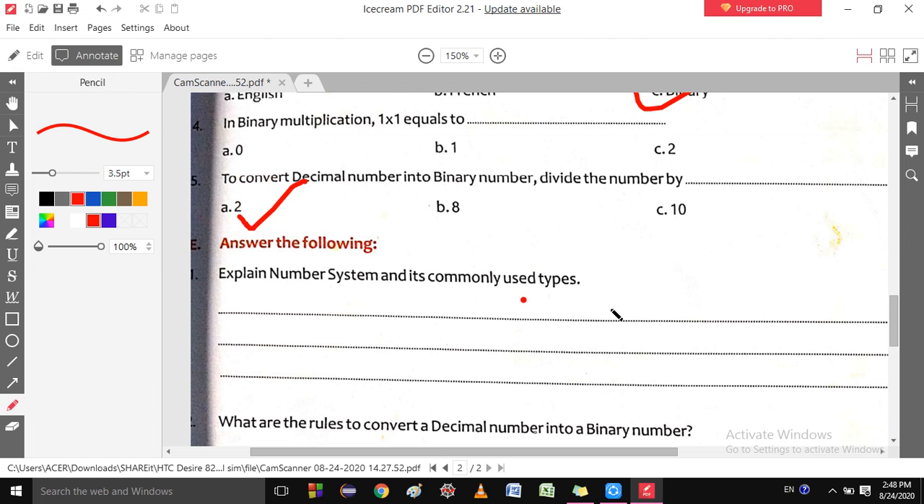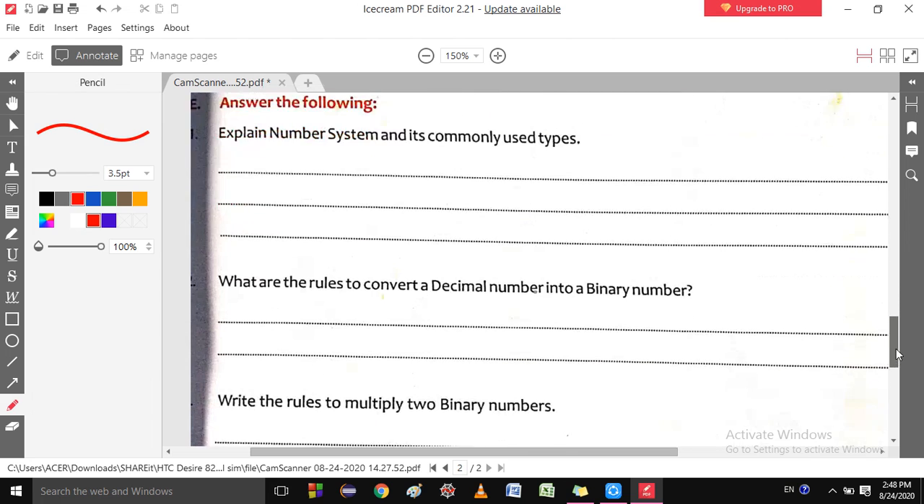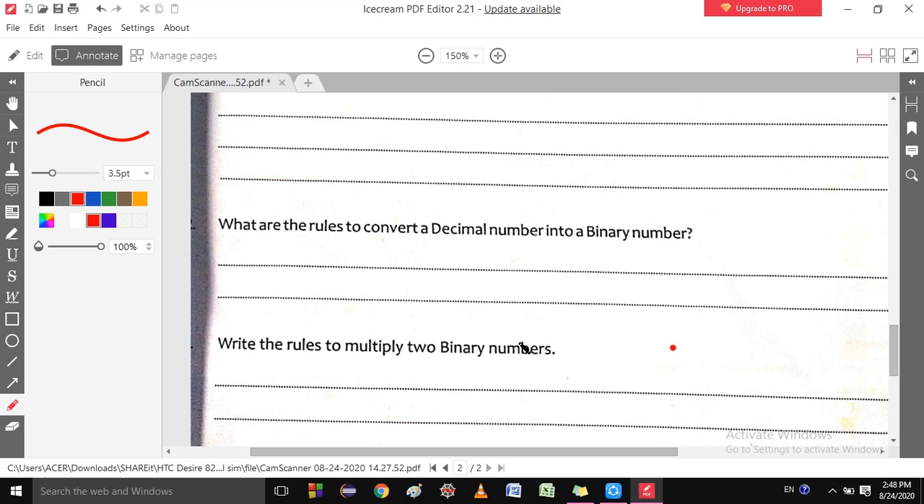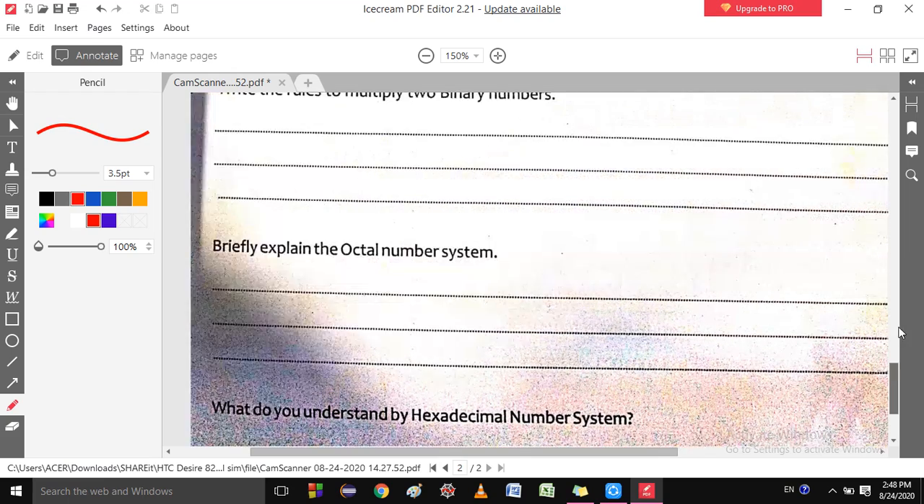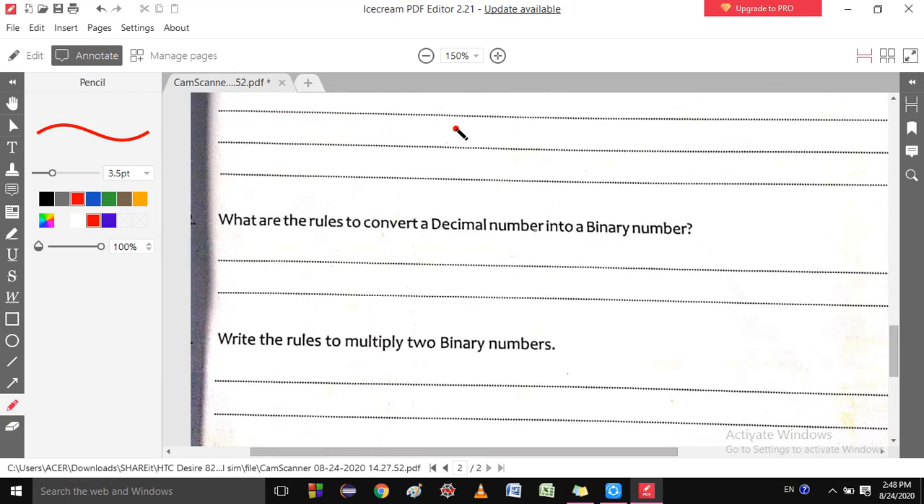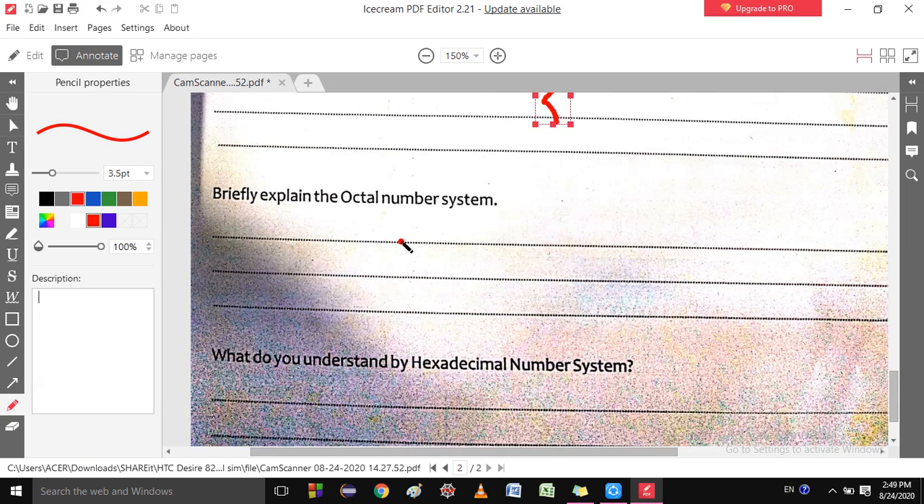Answer the following. Explain the number system and its commonly used types. What are the rules to convert a decimal number into binary? You can do that. What are the rules to multiply two binary numbers? You can also write that. Briefly explain the octal numbers. What do you understand by the octal number? You can also write that. These questions and answers are to be written by you.